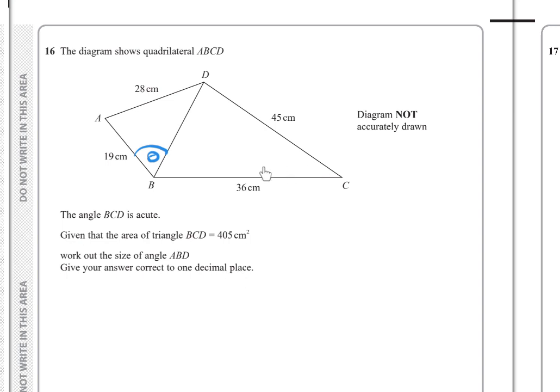We have the area for this triangle and we have 2 sides, then we can find the angle in between. So this angle, if this angle is x, we have half times 45 times 36 sine x equals 405.